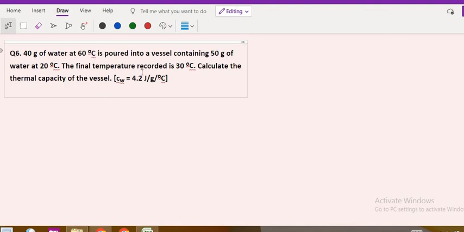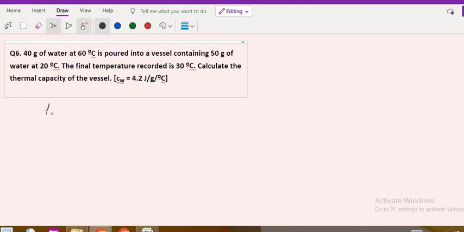So again you can see that 40 gram of water is given to me at 60 degrees Celsius. It is poured into a vessel which is containing 50 gram of water at 20 degrees Celsius. Two types of water are given to me, one at 60 degrees Celsius, the second at 20 degrees Celsius. Now of course the vessel would also be at 20 degrees Celsius because it is containing water. Both the vessel and the water at 20 degrees Celsius would be gaining heat, and the water at 60 degrees Celsius would be losing heat. So we apply the same principle, that is the principle of mixture.